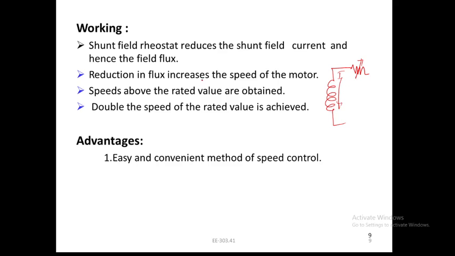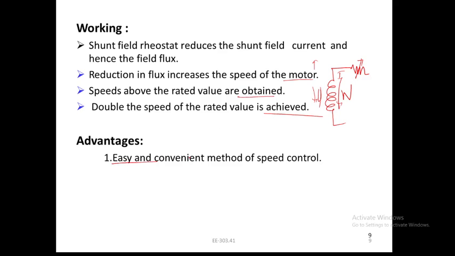So a reduction in field flux increases the speed of the motor. The flux is less, so the speed will be high. Speeds above the rated speed we can obtain from this method. So from that we are getting the higher speed. Double the rated speed can be achieved. That's why we are getting the higher speeds.